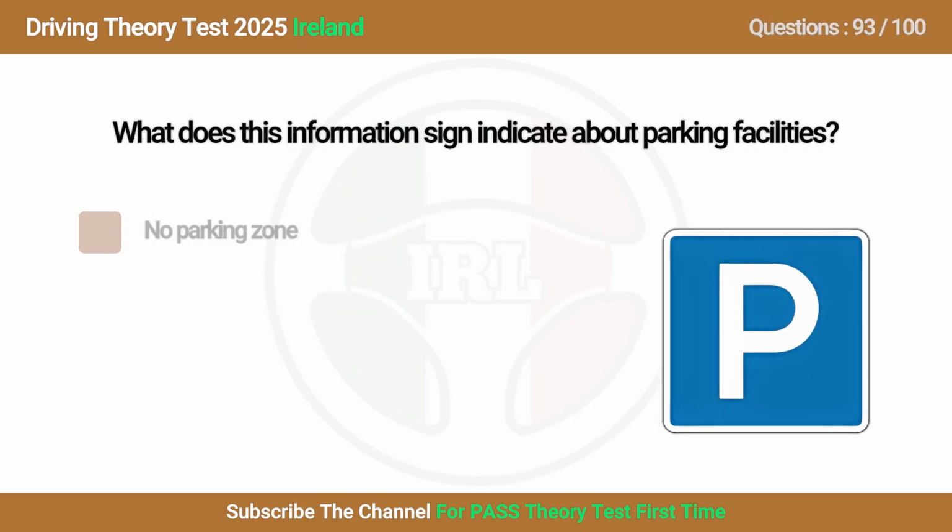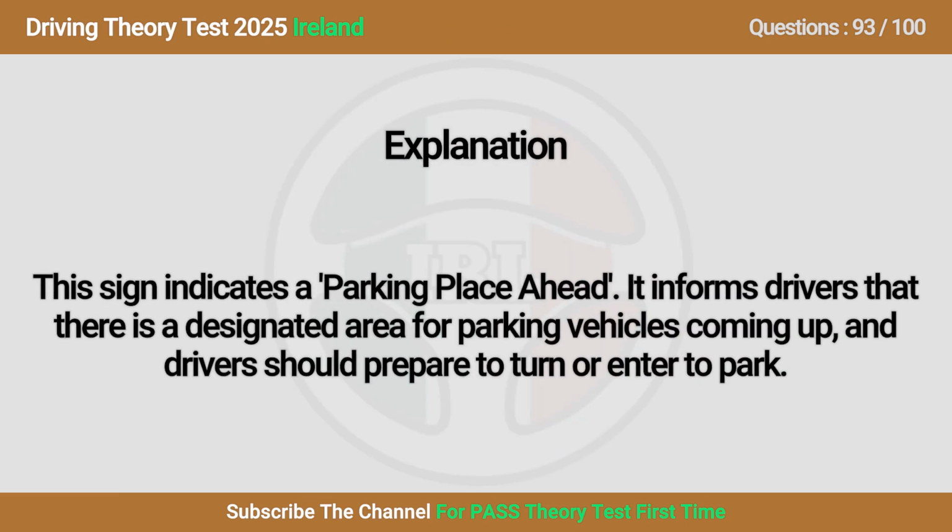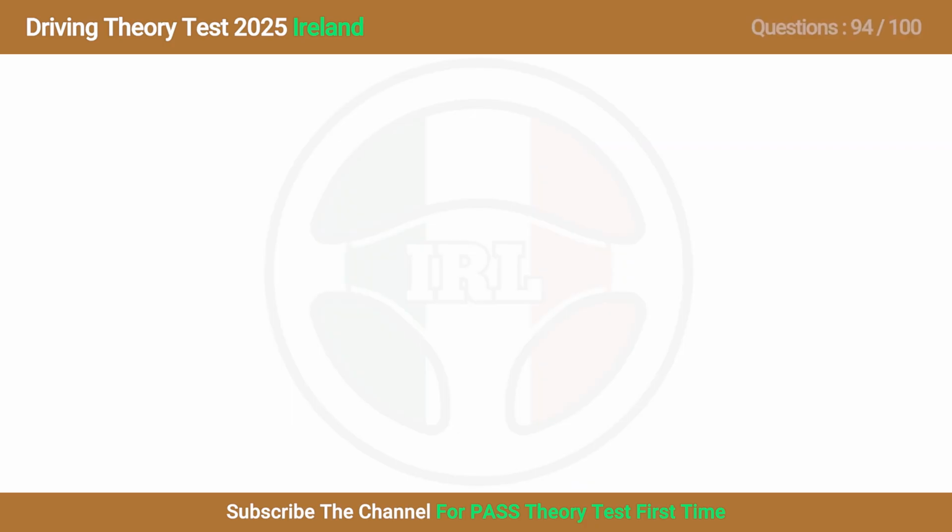Question 93. What does this information sign indicate about parking? A. No parking zone. B. Parking place ahead. C. Rest area only. D. Paid parking required. Answer is B. Parking place ahead. This sign indicates a parking place ahead. It informs drivers that there is an area for parking vehicles coming up, and drivers should prepare to turn or enter to park.